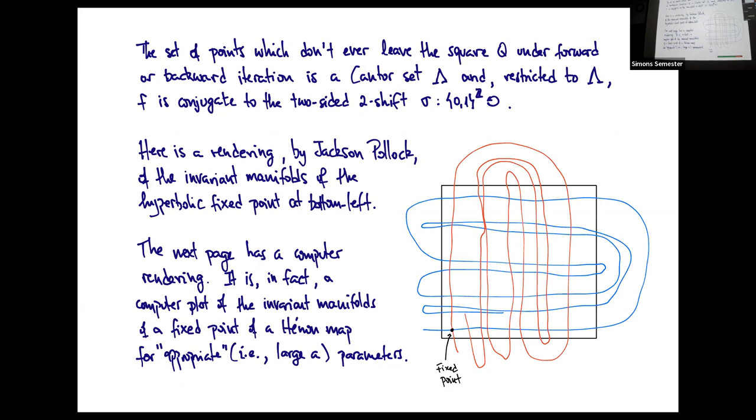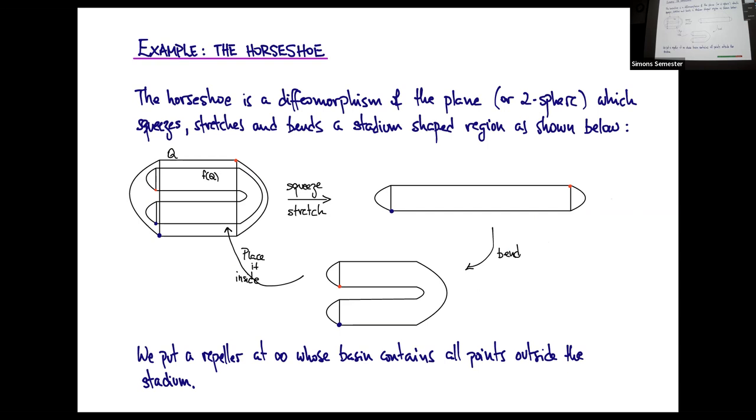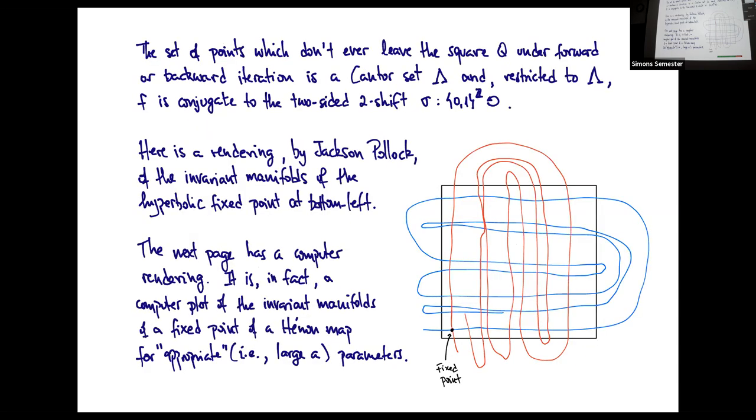And here is a rendering. So this horseshoe has this attracting fixed point here, but it also has a fixed point inside of there, which Jackson Pollock made this picture of, the unstable and stable manifolds of this fixed point here. And the blue one is the unstable manifold. The red one is the stable manifold of this fixed point at the bottom here.